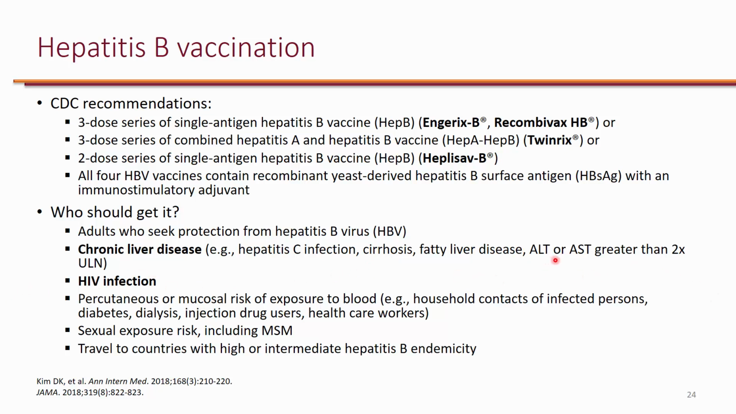One thing that's also in the CDC recommendation is if somebody's liver chemistry, such as ALT and AST, is greater than 2 times the upper limit of normal, it's recommended for them to get hepatitis B vaccination.